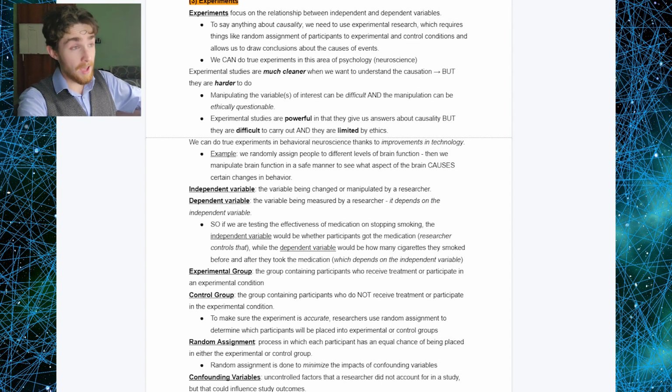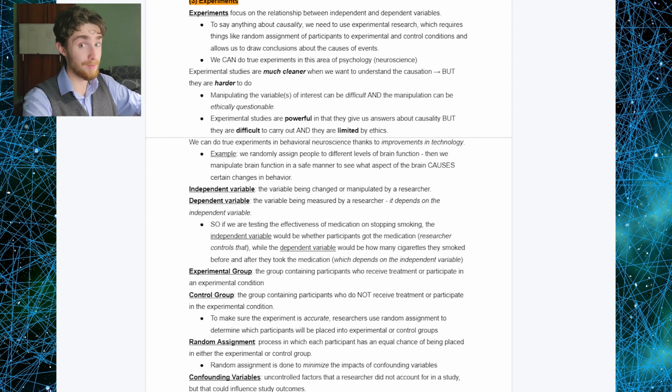And like I said, we can do true experiments in behavioral neuroscience thanks to improvements in technology. A good example of this: we randomly assign people to different levels of brain function, all right? And then we manipulate brain function in a safe manner to see what aspect of the brain causes certain changes in behavior. By manipulating brain function, we're able to get a measure of what certain functions each part of the brain may be responsible for.